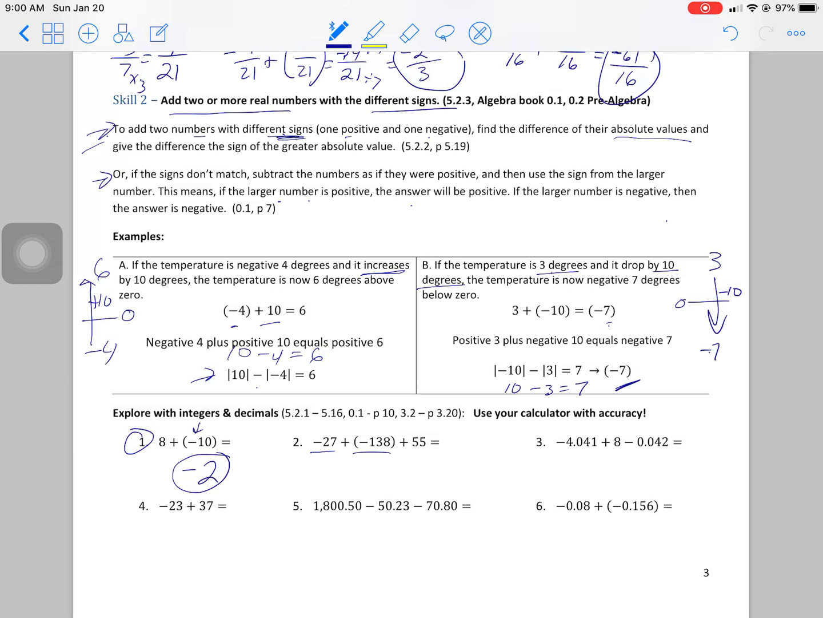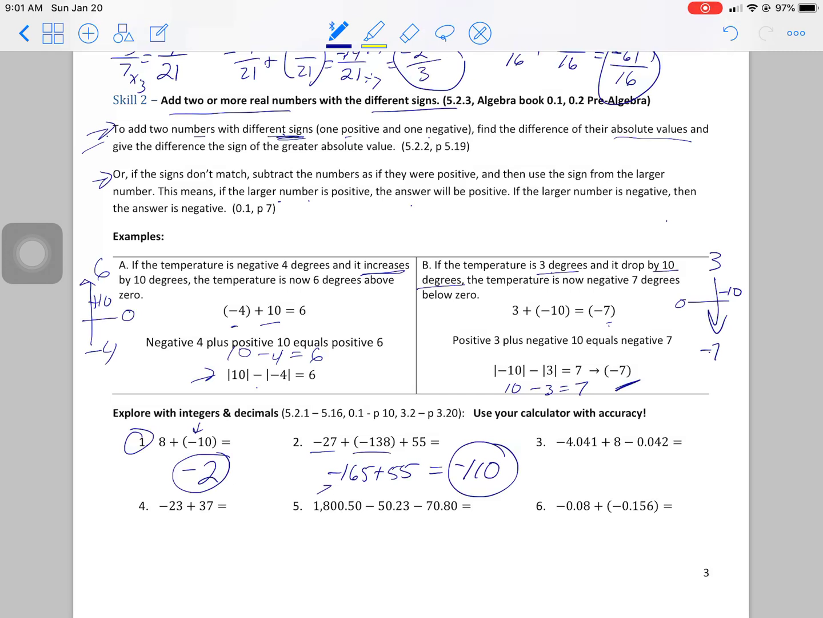If you'd like to piecemeal them, you don't have to. Negative, I'm getting out my calculator. Checking my key here. Negative 27, sorry. Minus 138 over, you're adding another negatives, gives you a negative 165 plus 55. So 165 minus 55, it's a negative 110.